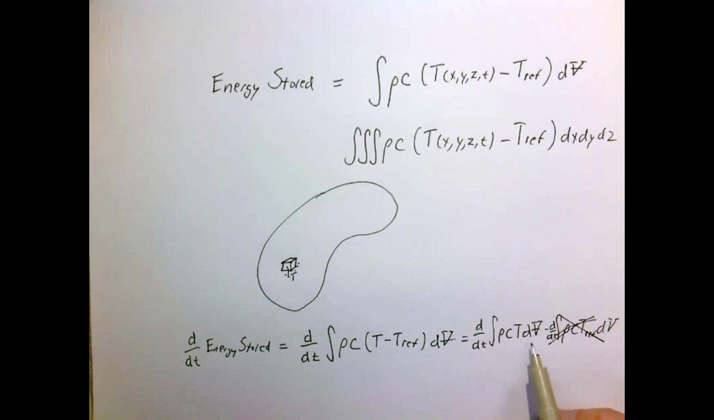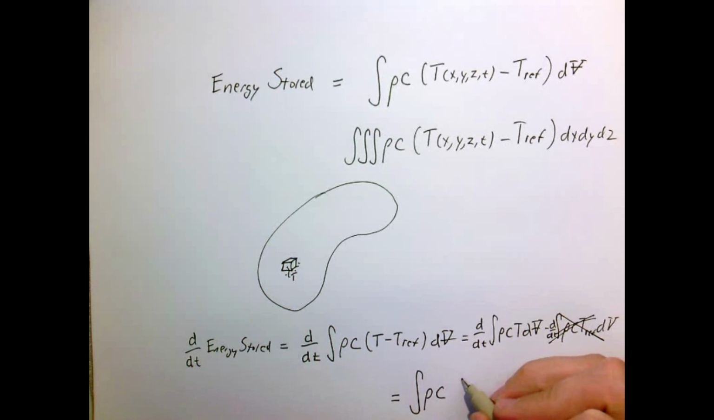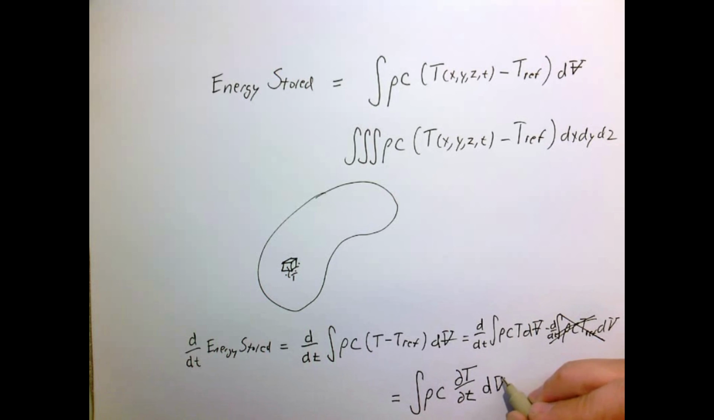And also, since our volume of integration, our potato, is fixed in time, I can swap the order of integration and differentiation, and I can write this finally as the integral of rho c, using partial derivative notation, the partial derivative of the temperature with respect to time, integrated over the whole volume. If you look back at our derivation in one dimension, you'll see this is precisely the same as we had in that case, except there we were only integrating one dimension. Here we're integrating over the entire volume.